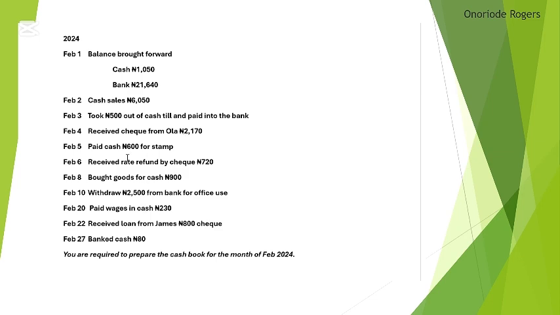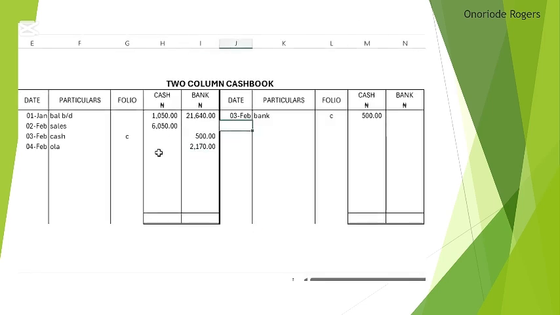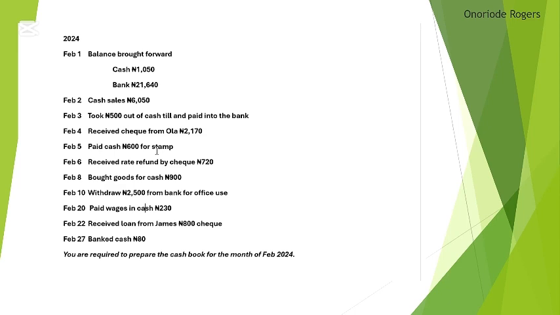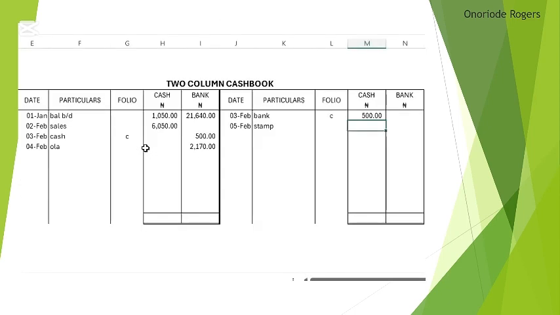So the next one says February 5th, paid cash 600 naira for stamp. We paid cash 600 naira for stamp. Cash is going out, so it's going to the credit side. 5th of February. What is it for? Stamp. How much was it? It's 600 and it's in cash. You go to the cash column, 600.